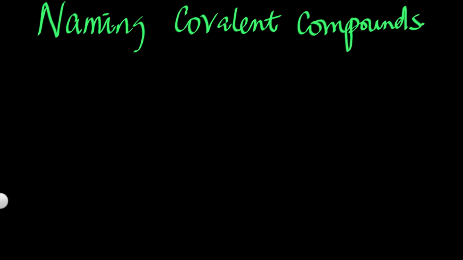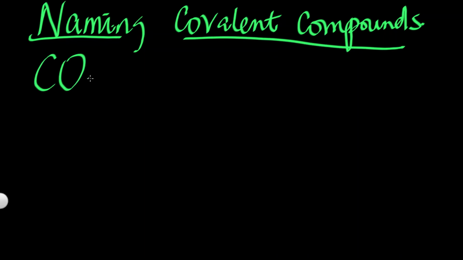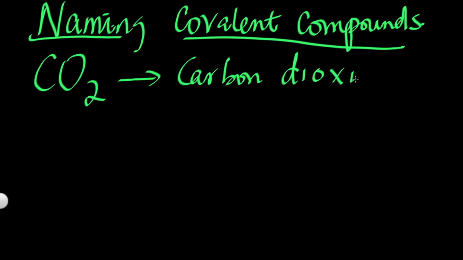compounds. The naming of covalent compounds is quite straightforward. The formula itself tells you the name. All you need to do is to know the names of the constituent atoms per se, so much that if I write CO2, this is carbon dioxide. That's carbon dioxide. Now I'm going to explain the rules.